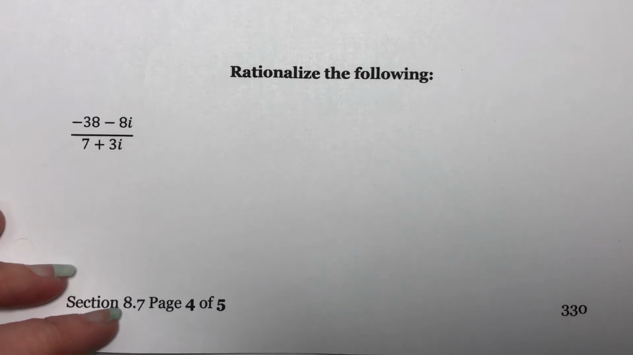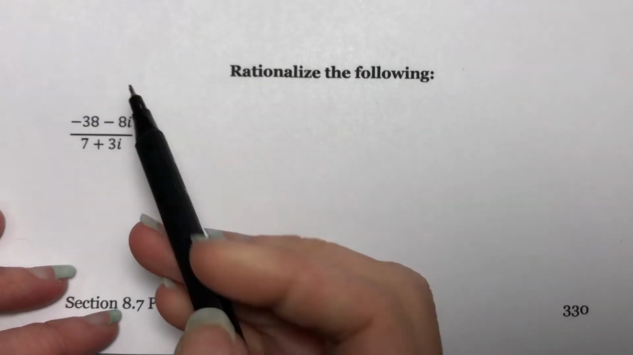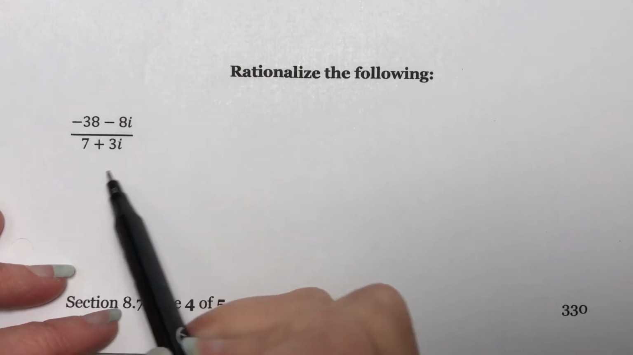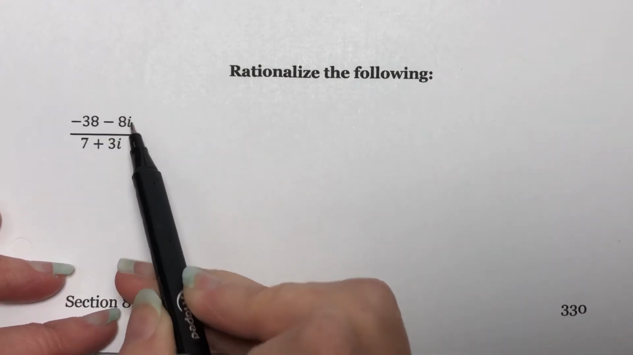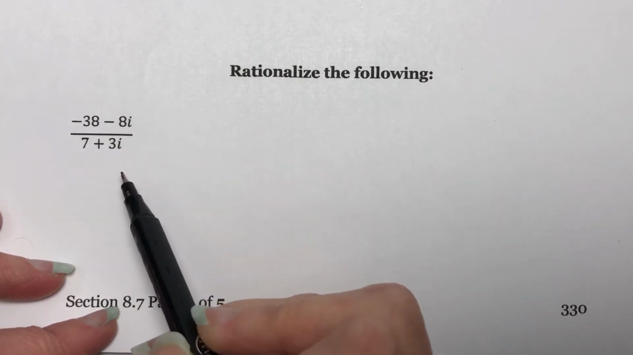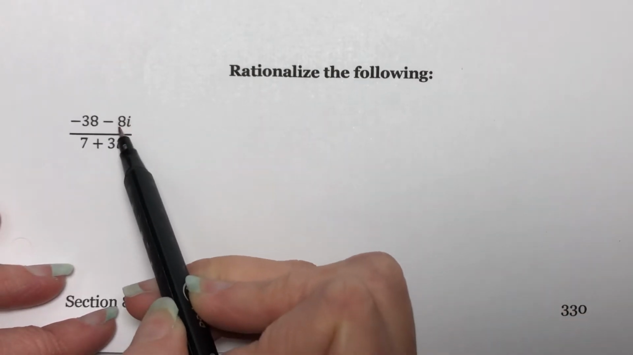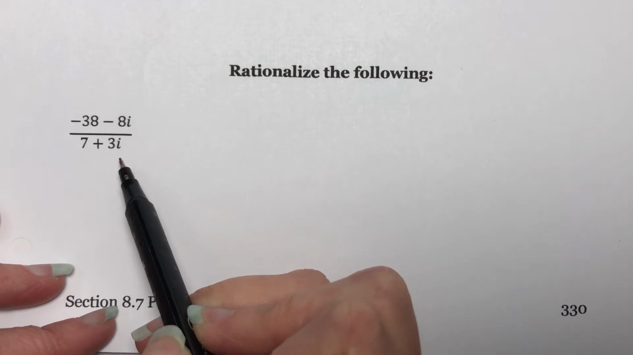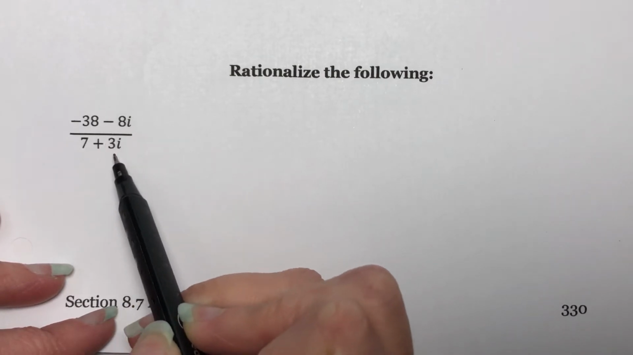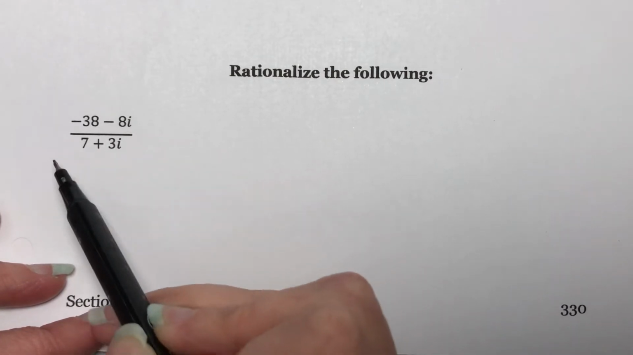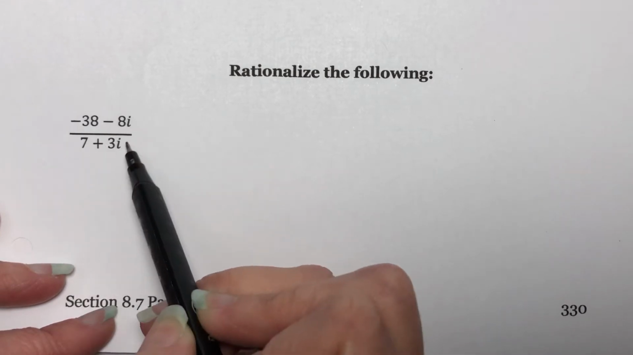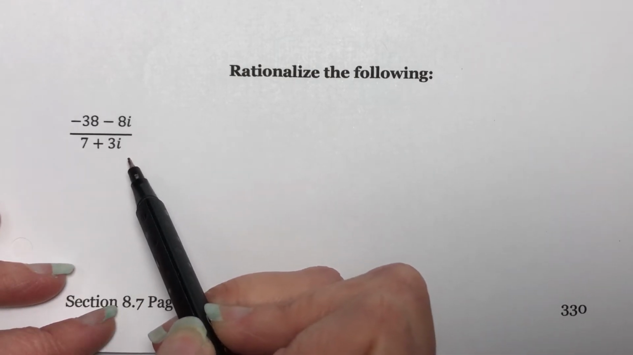This is part 3 of section 8.7. We want to rationalize this complex problem right here. This is dividing complex numbers. We call it rationalization, and that's because, remember, i is in the place of a square root. Just like we're not allowed to leave a square root in the bottom whenever we're dealing with radicals in general, we're not allowed to leave an i in the denominator either.